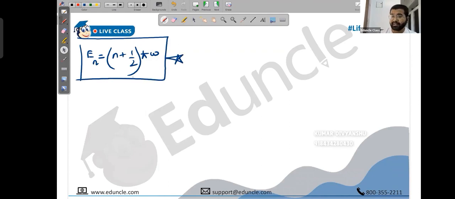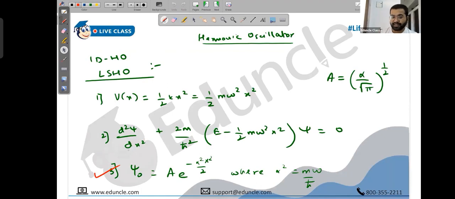Here, n is your quantum number. Just like in the 1D box, where n was the quantum number, here also n is the quantum number. But the difference is that, if you remember, sir, it will start from 0. Yes, absolutely, and that's what I had meant in the morning also.